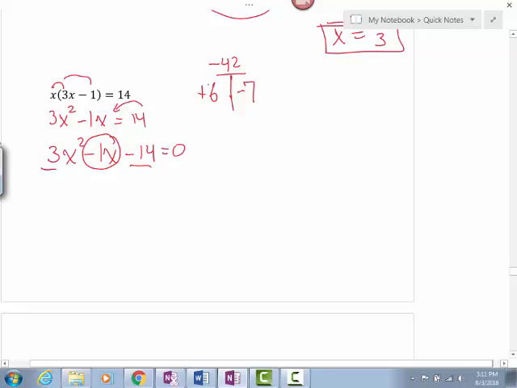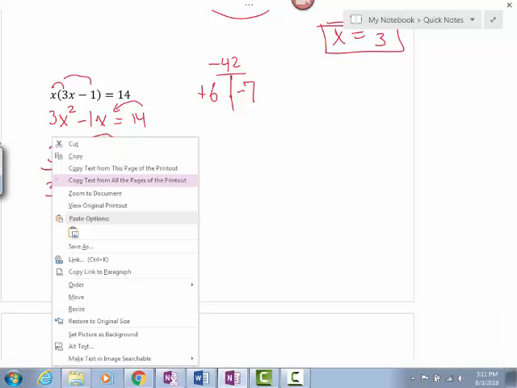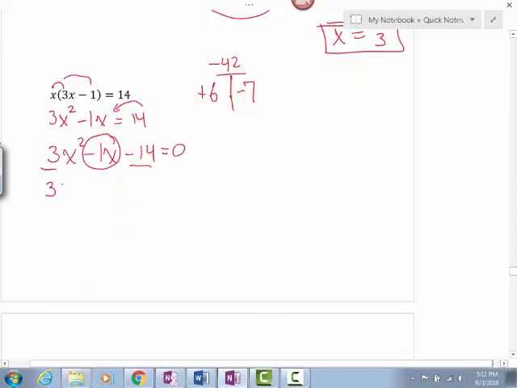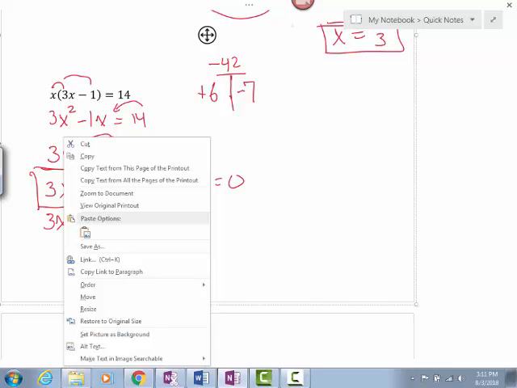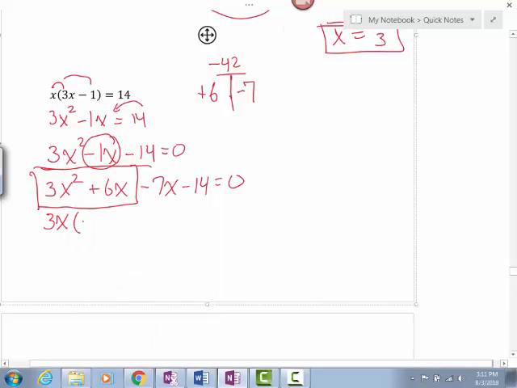All right, so let's see if we can factor this out now. So we're going to go 3x squared plus 6x minus 7x minus 14 equals 0. This is reminding me of how to do grouping again. I'm going to box the first two. So out of 3x squared plus 6x, we can factor out a 3x, and I'm left with an x plus 2.